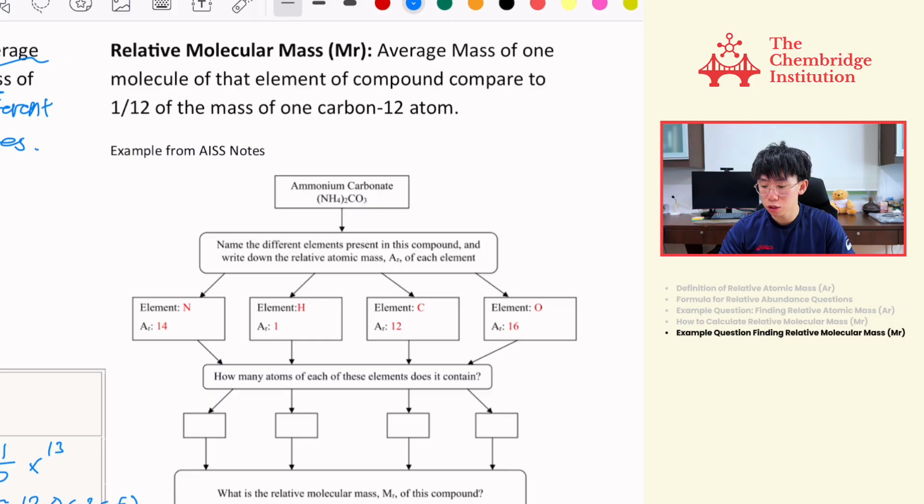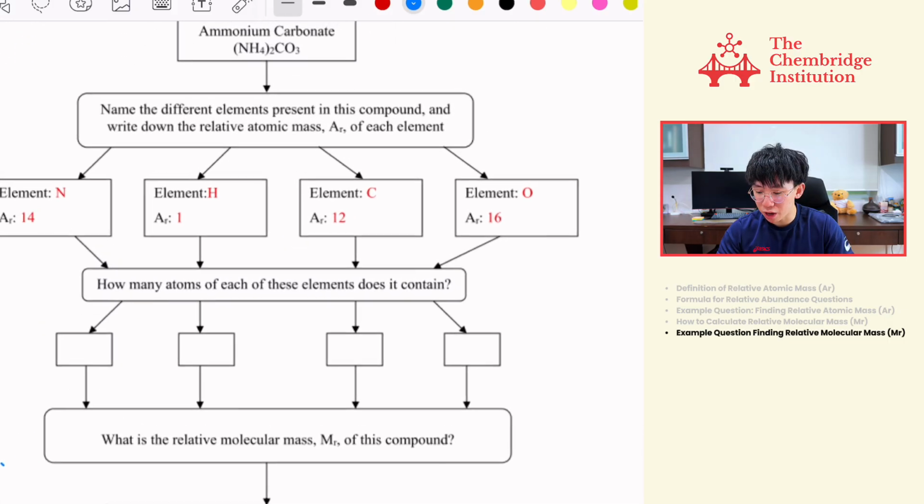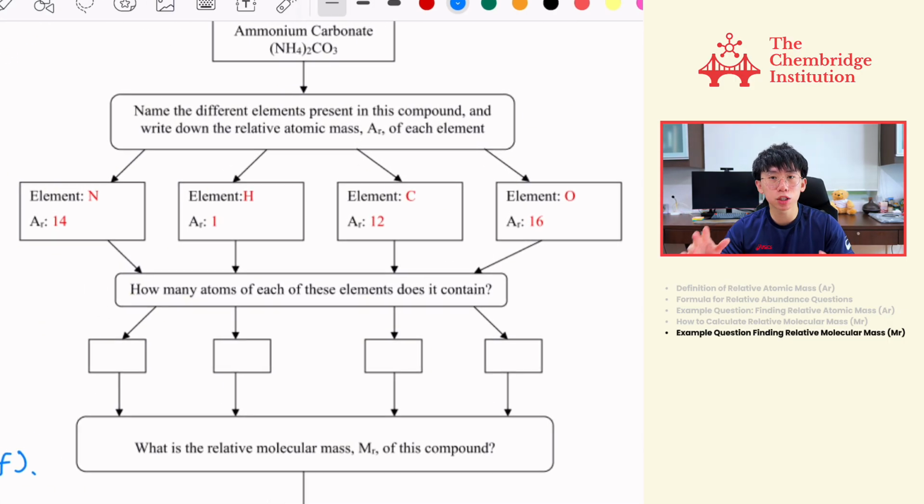So the example over here of how we're going to do this is we're basically just going to tally up all the numbers of each atom, and afterwards we're going to multiply it by their relative atomic masses, and we add it all up together to get the relative molecular mass.